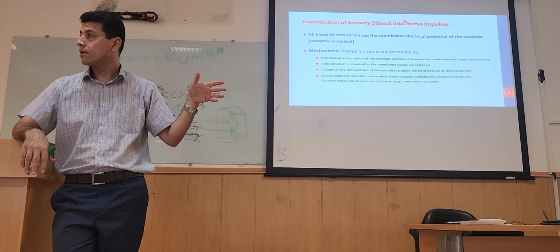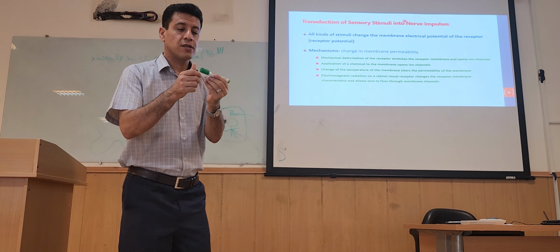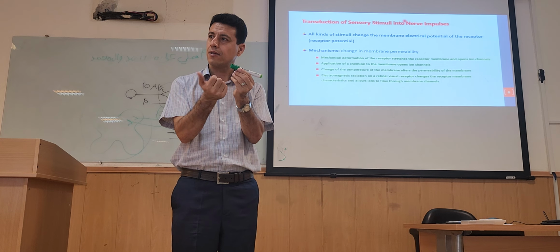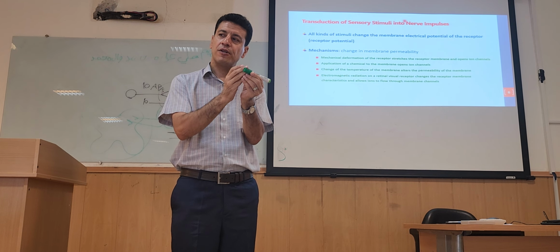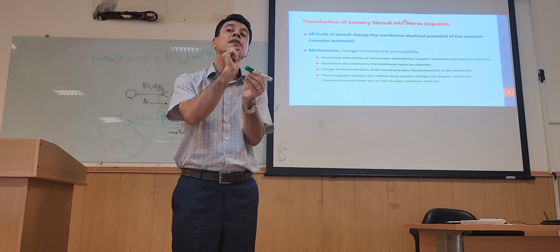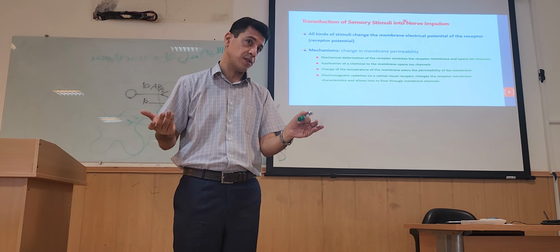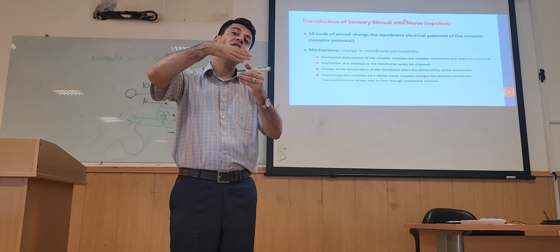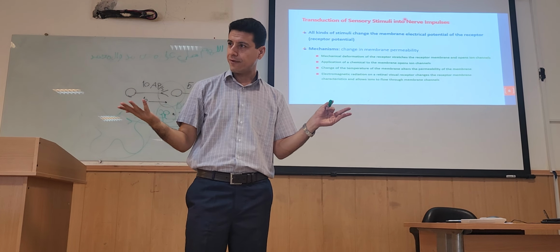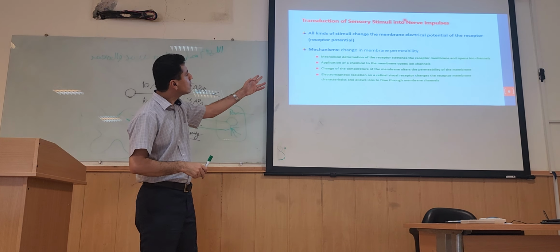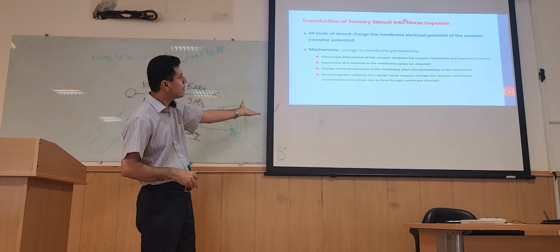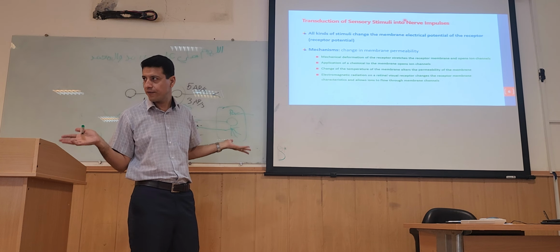Receptor potential. When we press a pacinian corpuscle, this pressure is converted into a potential. This potential in this receptor is called receptor potential. It's not an action potential, it's different from an action potential. It should reach the threshold in order to have an action potential, right? So, all kinds of stimuli change the membrane electrical potential of the receptor. We call this receptor potential. The mechanism is different for different receptors.